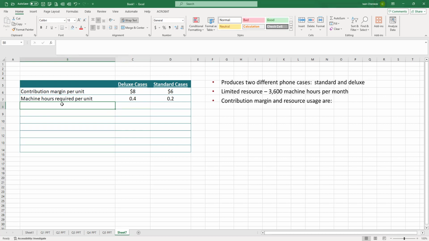Make sense? So the question is, for one machine hour, how much contribution margin can I generate from the first product? Or in the other case, let's go with this. For one machine hour, how many products of the first one can I generate?